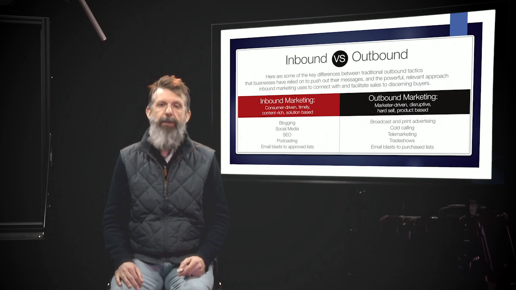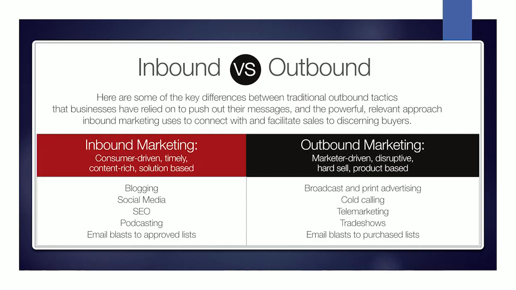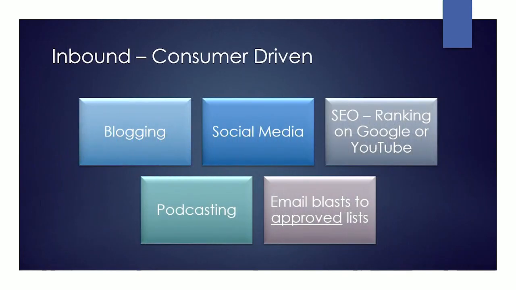There are two different types you can think about when approaching this. The first one is called inbound, and the second one is called outbound. I'm going to take a second to explain both of them to you. The first one is inbound. What is inbound? Inbound is blogging, social media, SEO, whether that's on Amazon or Google or YouTube, or even Instagram, TikTok, those types of places. You have podcasting. And the last one is email blasts to approved lists.